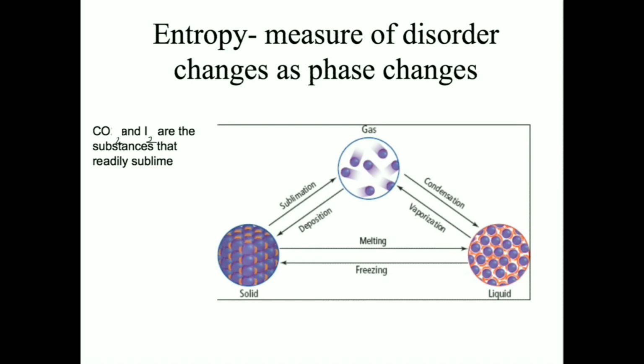When we change from one phase to another, we also change the entropy, or the measure of disorder. So when we look at solid, liquid, and gas, we see solid has the most order because it has a definite shape and a definite volume. And gas has the least order because it has no definite shape and no definite volume. When answering questions, you can always replace the word entropy with disorder.